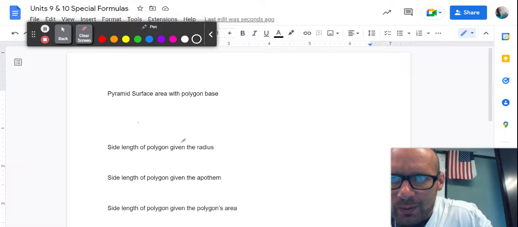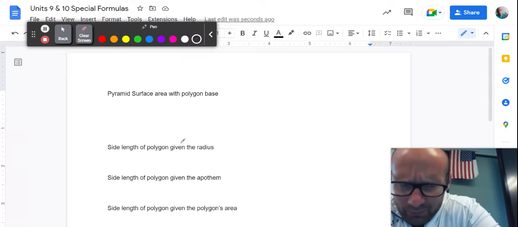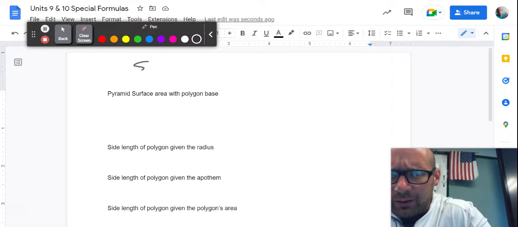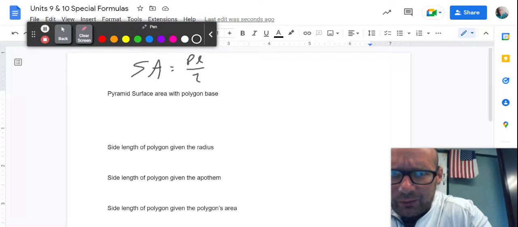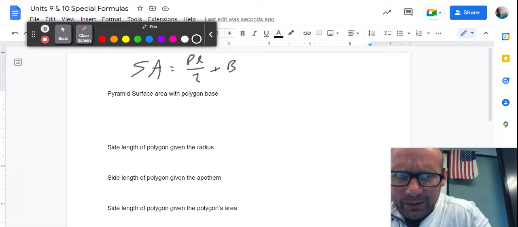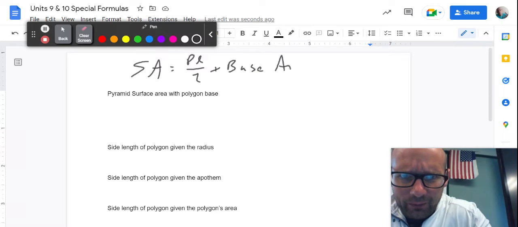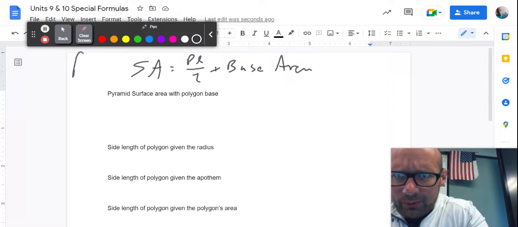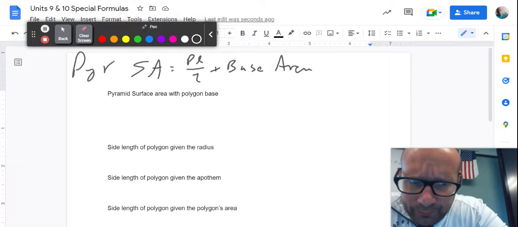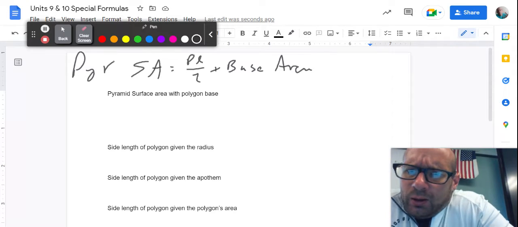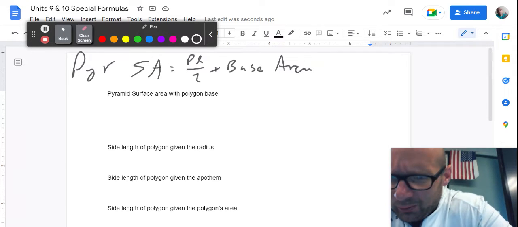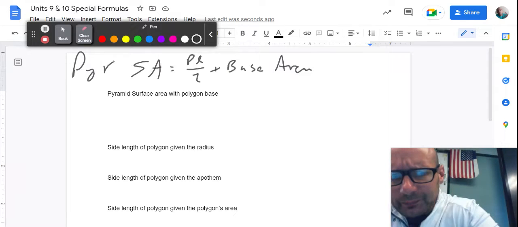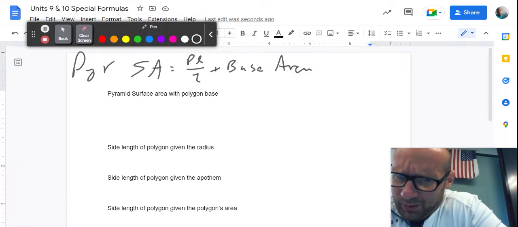So, if you remember our surface area formula for a pyramid, this is from unit 9. For any pyramid, it was perimeter times slant height divided by 2 plus the base area. That was the formula for the surface area of any pyramid. If you recall, as we were going along through that unit, we were able to clean that formula up a little bit.